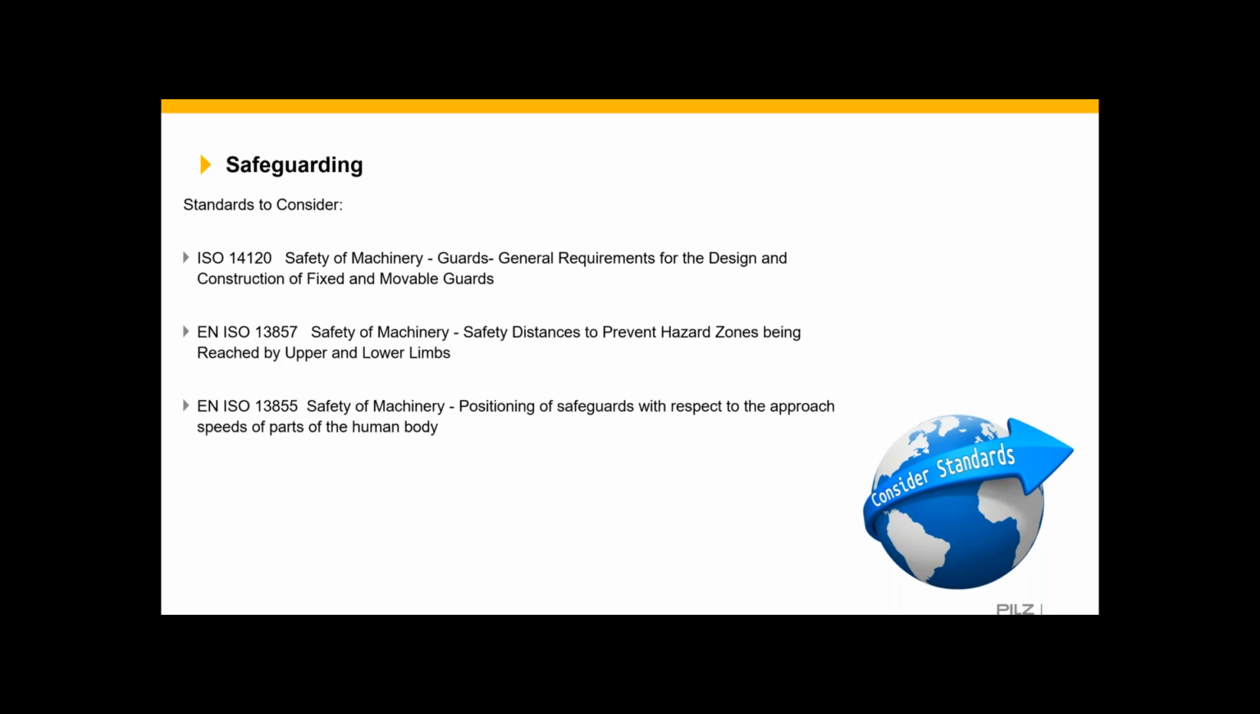So safeguarding, some standards to consider. So we need to look at 14120, which is general requirements for design and construction of fixed and movable guards. We need to look at 13857 for safety distances to prevent hazardous zones being reached by upper and lower limbs. 13855, position of safeguards with respect to approach speeds. And then I've got 14119 for interlocking devices associated with guards.